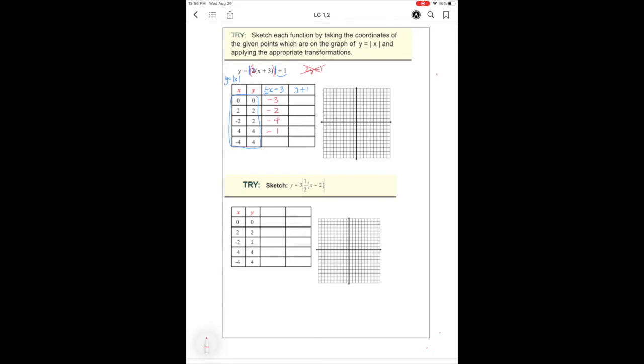Negative 4 goes in there. That's negative 2, negative 5. And 0 goes into there. That's 1, 3, 3, 5, and 5. And you get the gist. If you plug those in, you'll get your graph. Okay, so again, you can pause and have a go at this guy down here.